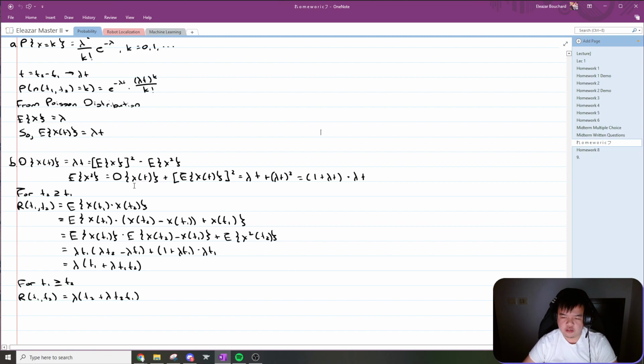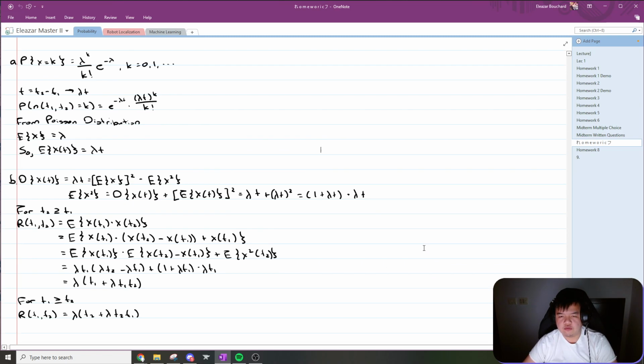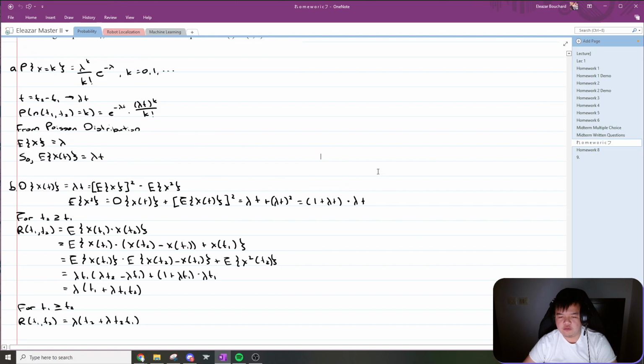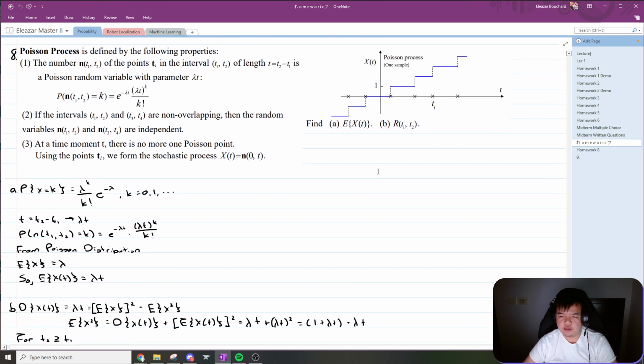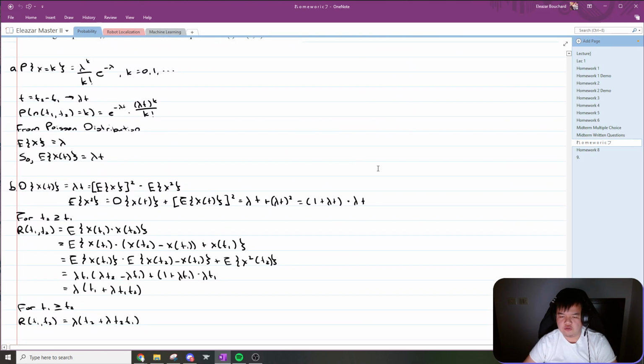And so we have to do it in both ways, where t2 is larger than t1, and the other way around as well. So for the first one, we have the expected value of X_t1 times X_t2, and we'll need to just basically expand that out like so, all the way down here.